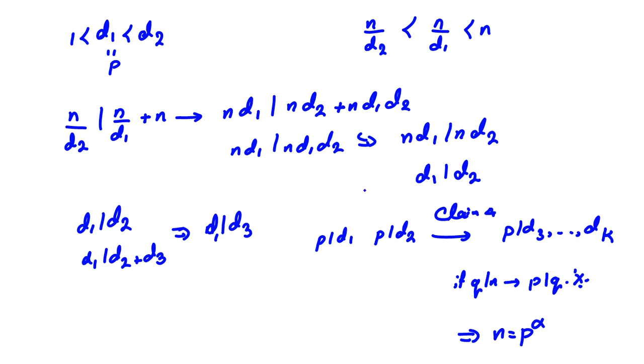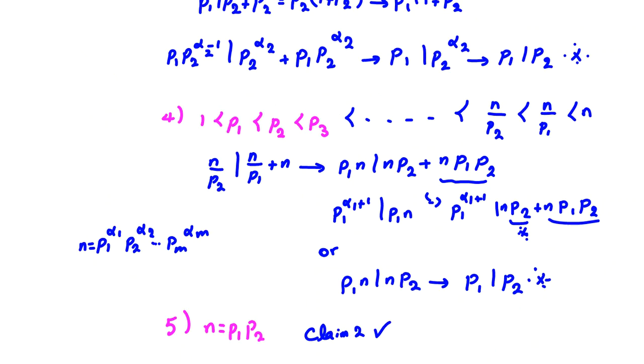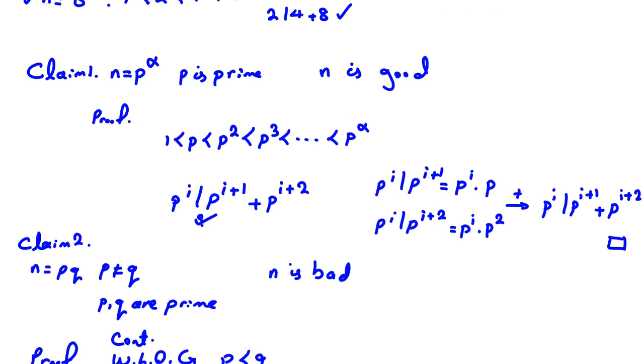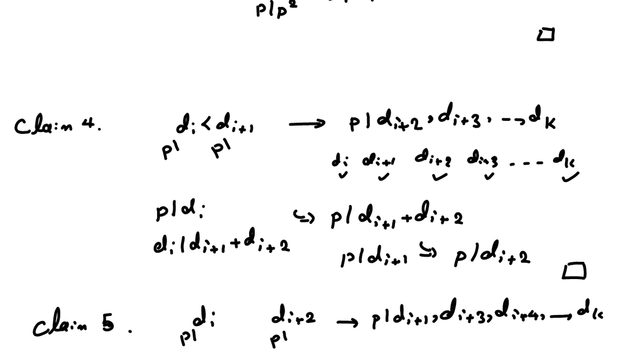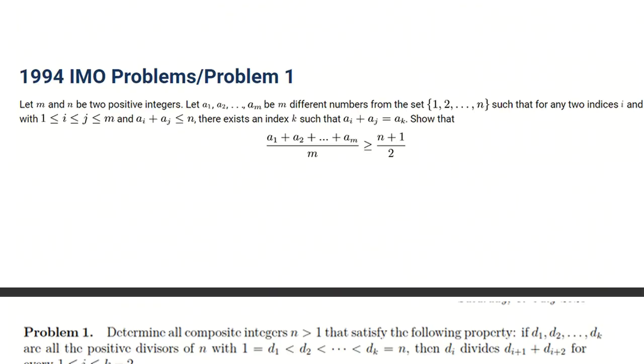So here we understand claim 4 is important. And we proved why P to the alpha are good. It was, I think, the first claim. Yes, first claim. Okay. The proof of this problem was complete.